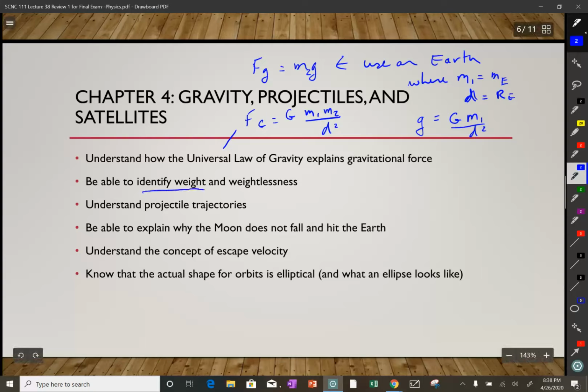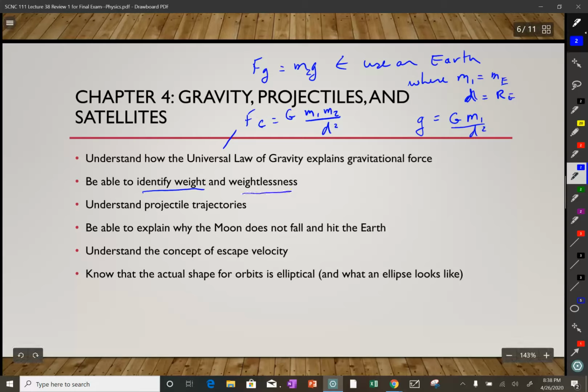Weight is generally defined as the force of gravity acting on you. So our textbook actually says W equals. I don't use W there because W also stands for work, and I don't want to confuse things. So I just erased it after writing that. But that's generally what we describe as weight.